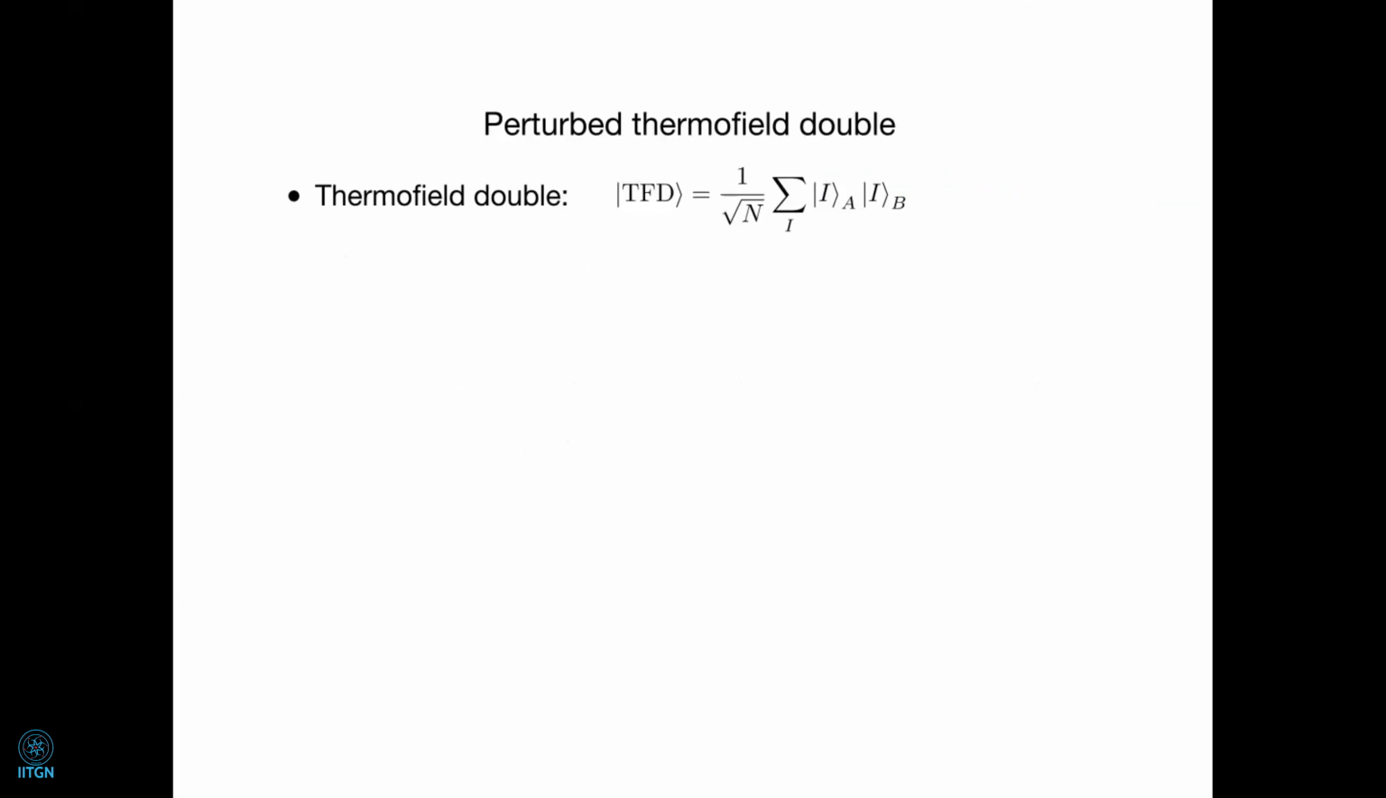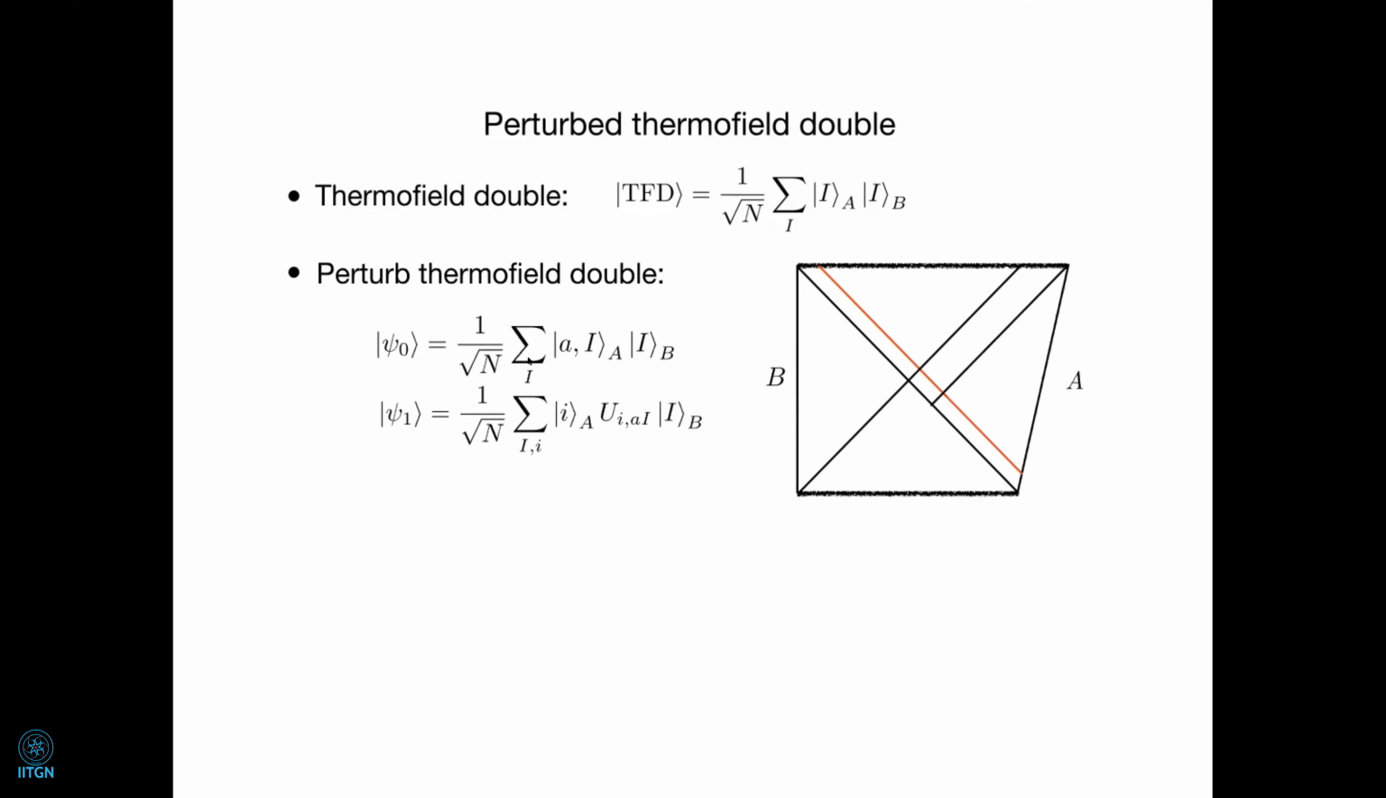I will do this by studying a couple of simple examples. Let's start from the simplest example, a perturbed thermofield double. We model the thermofield double by a bunch of Bell pairs, let's say S Bell pairs. So we write the state like this, where I labels the microstates of the black hole, and we have 2 sides, A and B.